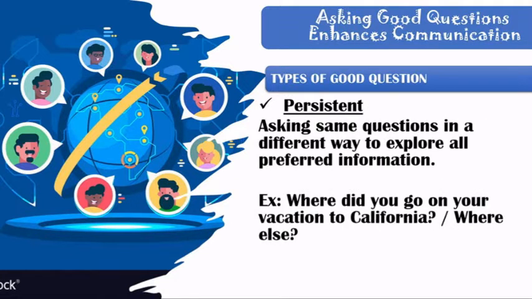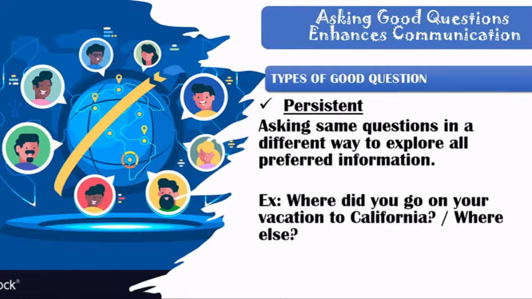Next, we have persistent. Persistent is asking the same questions in a different way to explore all preferred information. All right, so here's an example. Where did you go on your vacation to California? Then the follow up question would be, where else? So, for example, you've gotten an answer. Where did you go on your vacation to California? I went to the Golden Gate. Oh, that's nice. So, where else? So, where else in California did that person go?